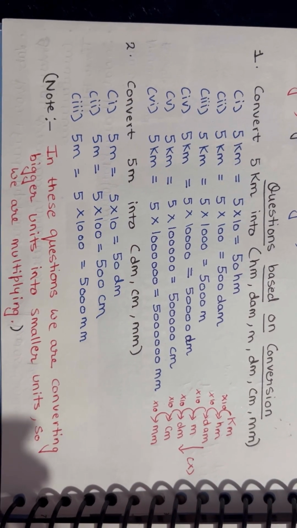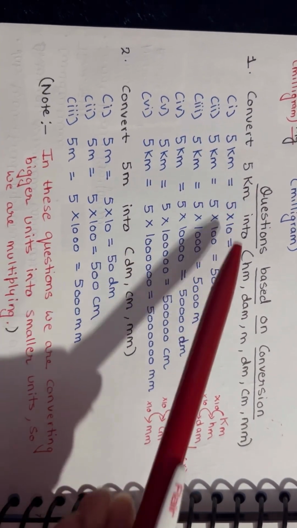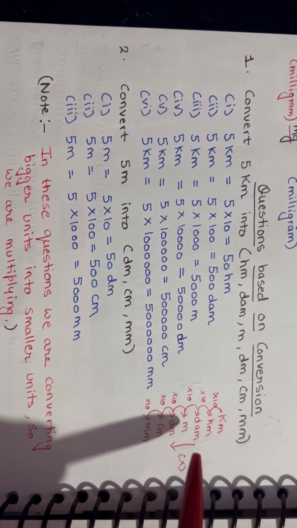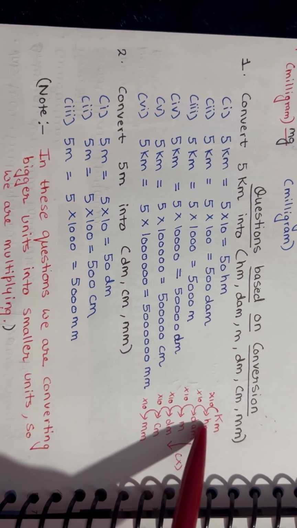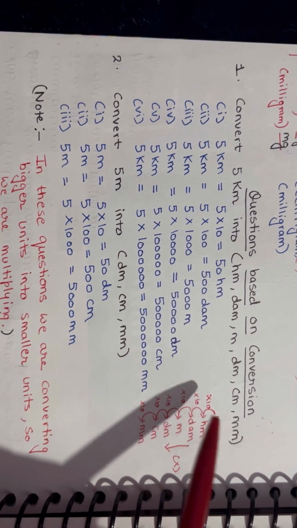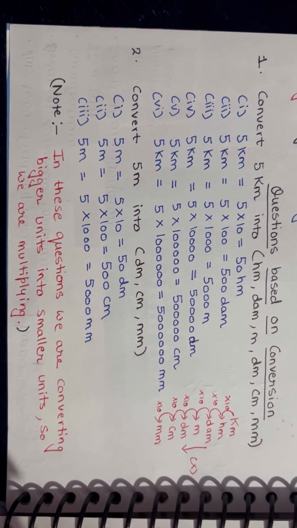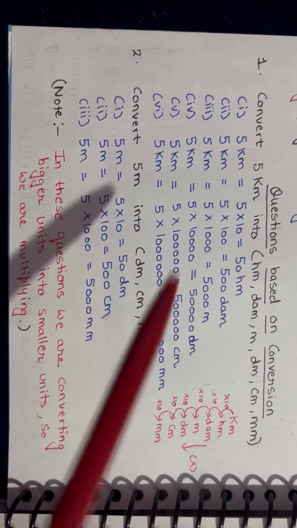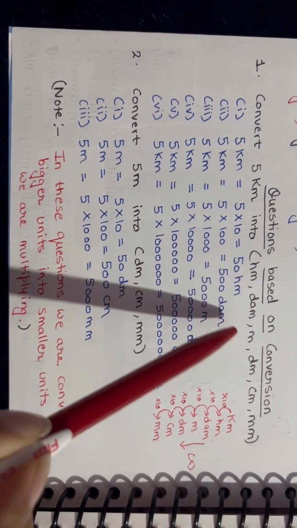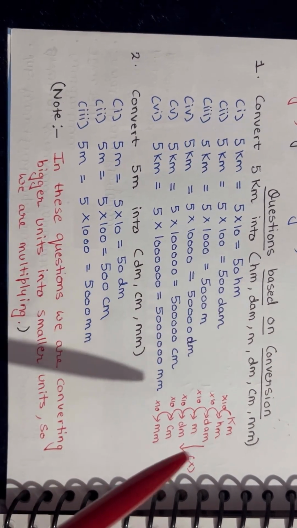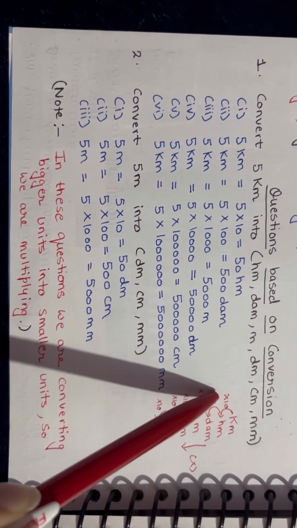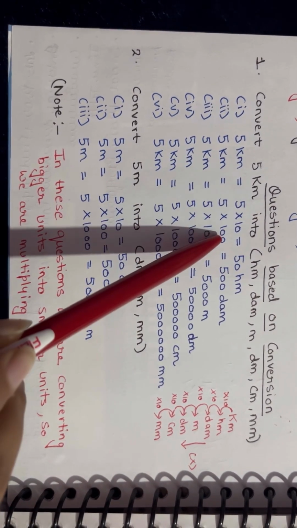So we are converting 5 kilometer into hectometer. In this series, we can see that hectometer is just below kilometers. So we will multiply by 10. Now, in second part, we are converting 5 kilometer into decameter, and you can see it is 2 steps below, so we will multiply by 100.